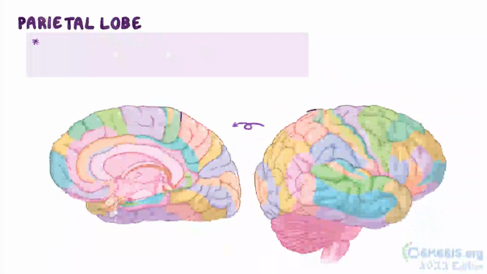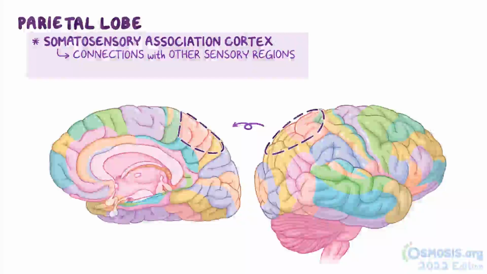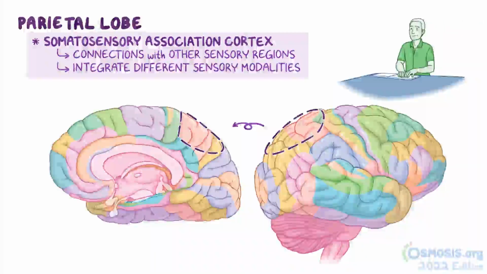Then, located over the superior parietal lobule, is the somatosensory association cortex, which has many connections with other sensory regions of the cerebral cortex. The somatosensory association cortex is believed to allow the ability to integrate different sensory modalities, such as being able to recognize objects through touch without visual input, like reading Braille, by comparing and associating the sensations to past sensory experiences.